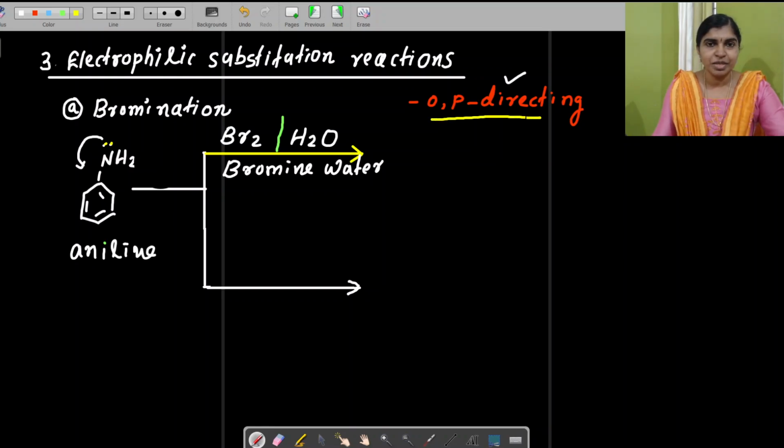So the NH2 group is an ortho-para-directing group, that directs the second substituent either to the ortho position or to the para position. But here this NH2 group is highly active. Aniline is highly reactive and the NH2 group is a highly activating group. So it directs the substituents to all the ortho positions and to the para position when it reacts with bromine. So here, first consider halogenation. For bromination the reagent is bromine water, that means bromine dissolved in water, or aqueous bromine. Then you can write the reaction like this.